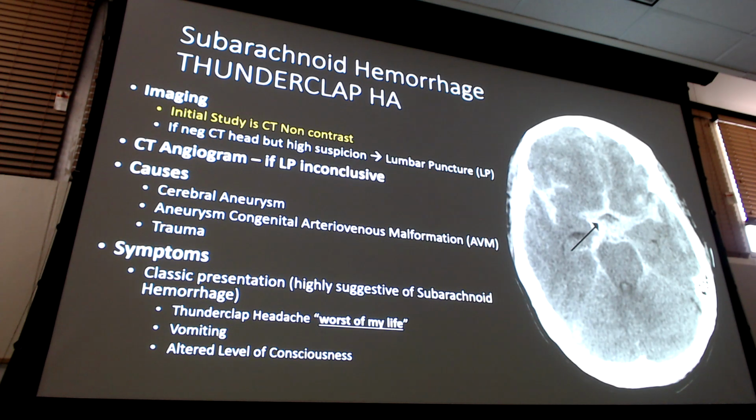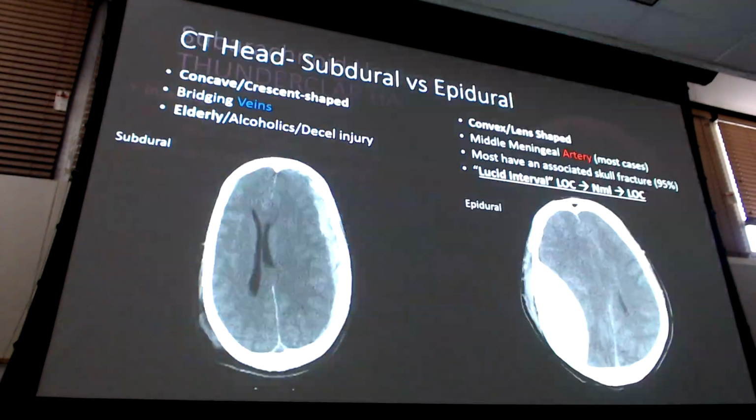Which one is the most emergent one, the most concerning one? That's on the screen. Yeah, subarachnoid. Good. Okay. And then which one comes with the lucid interval between two levels of consciousness? Epidural. Use that slide to look at the football shape versus the crescent shape.